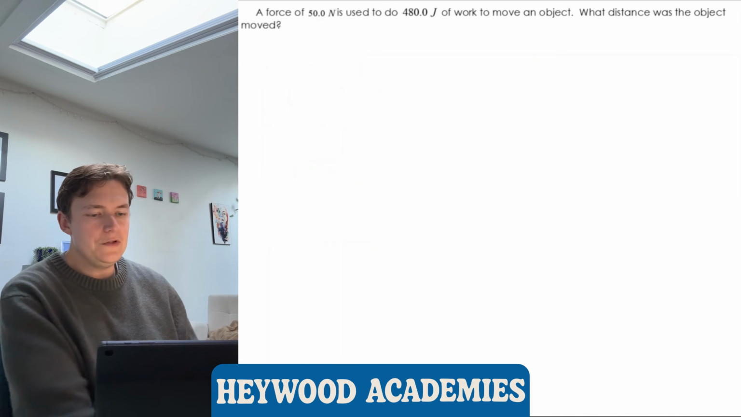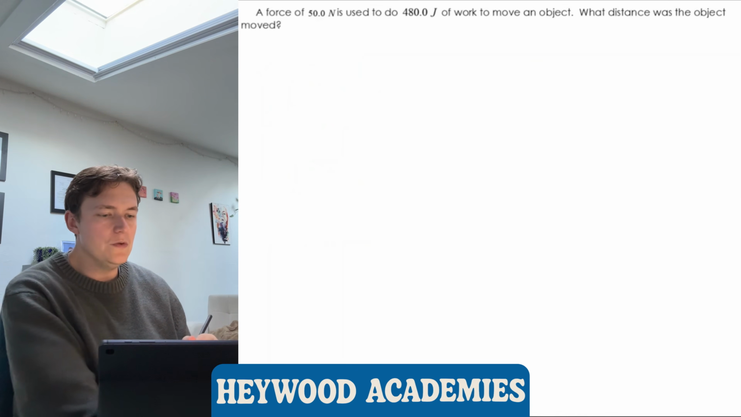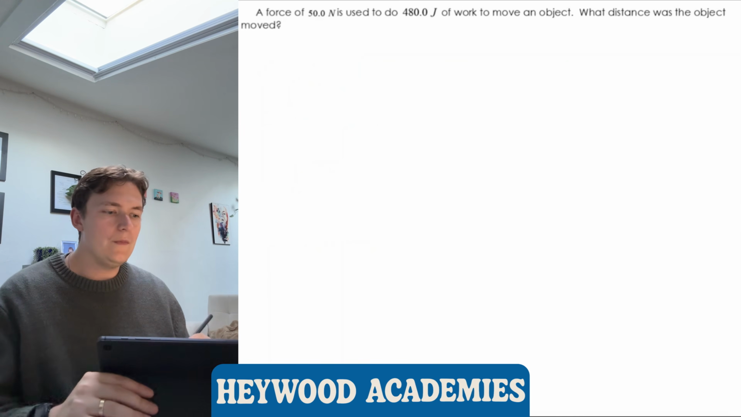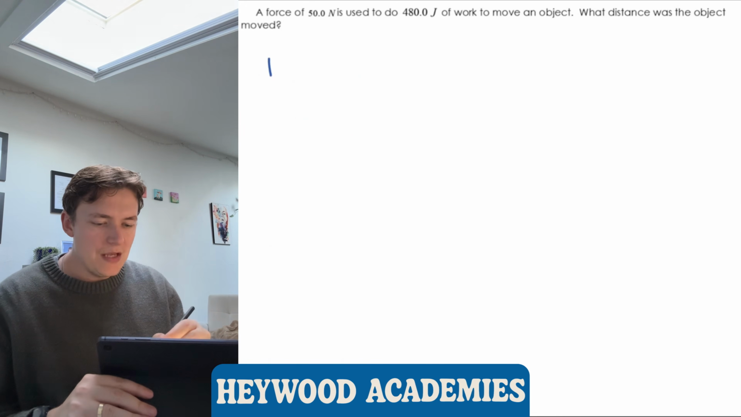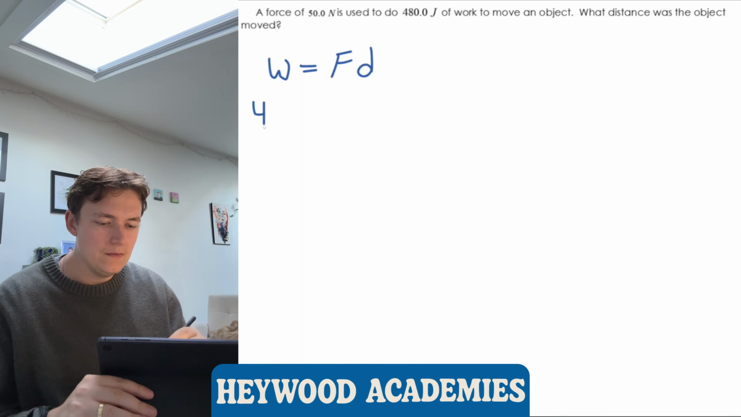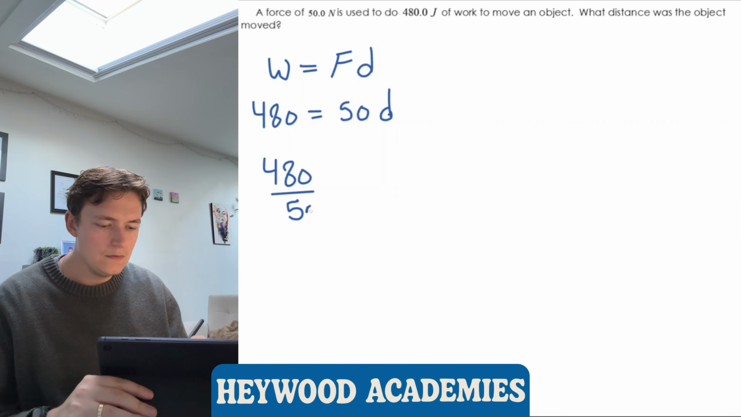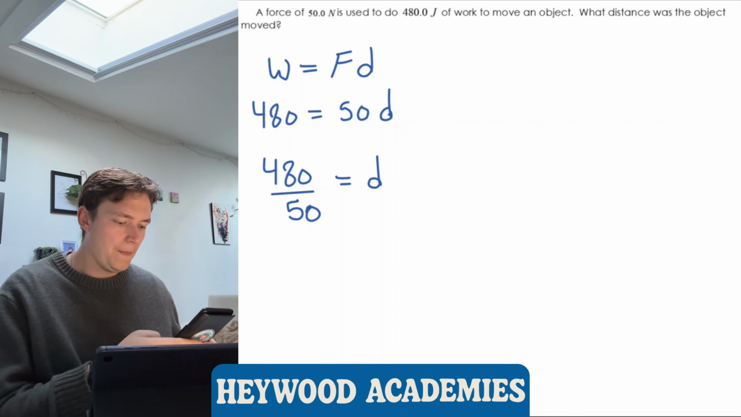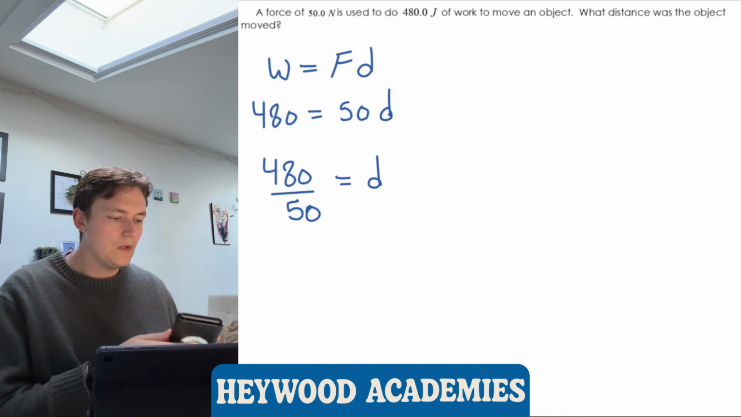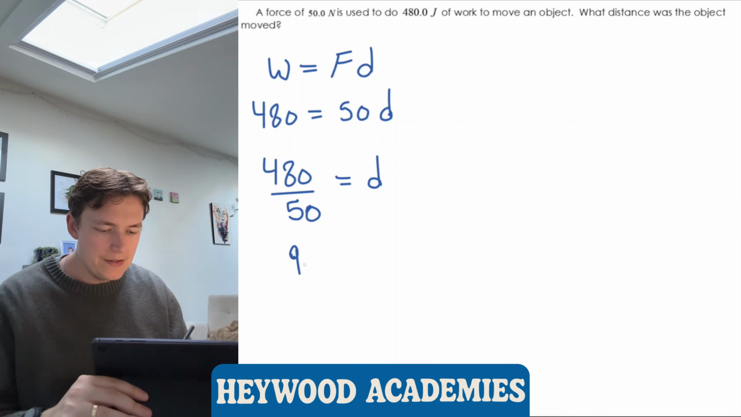A force of 50 newtons is used to do 480 joules of work. What is the distance that the object was moved? So same equation, solving for something different this time. Work is equal to force times distance. We got 480 joules. Our force was 50, and our distance is unknown. So we can divide both sides by 50 and solve for that distance. And that gives us 9.6 meters.